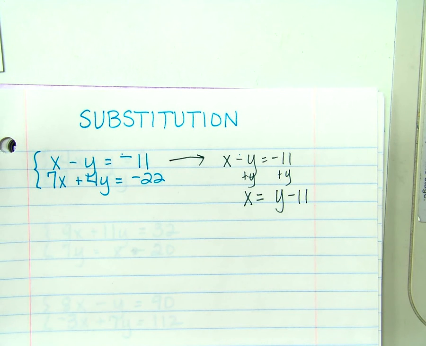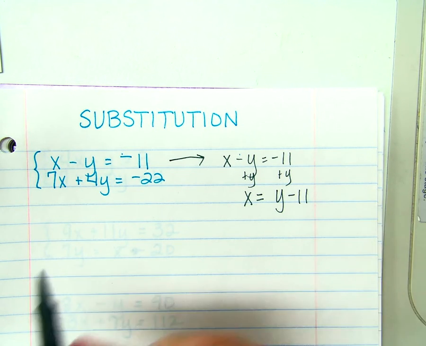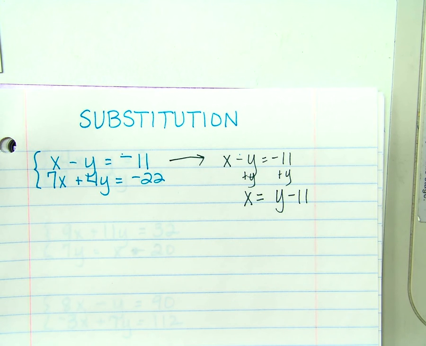Okay, so far? Now, I know what x equals. Normally, I know that I'm excited if I can get x equals 5 or x equals negative 2 or something like that, right? I still know what x equals. It just looks a little different than what I'm used to. I know that x equals y minus 11. But I can use that and substitute it into the other equation.